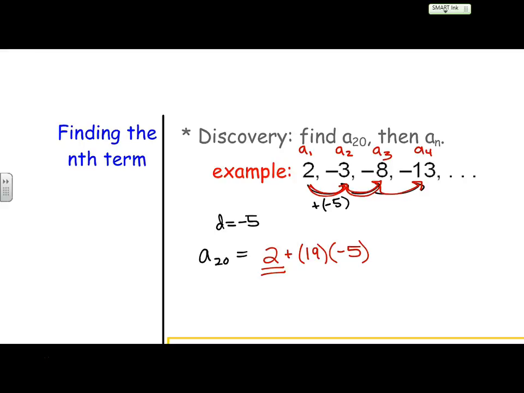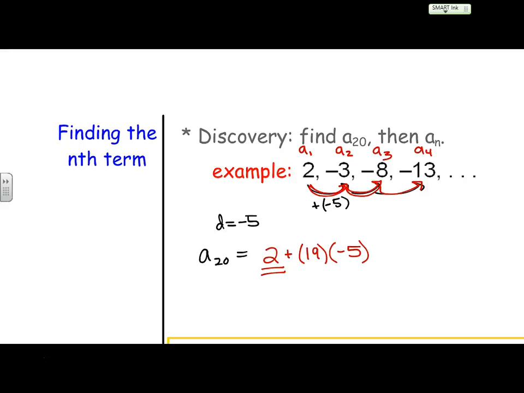How do you jump from 1 to 5? Do you take 5 jumps? No. How many spaces do you have? You only have 4 spaces, right? So you're going to jump 4 times in order to get from 1 to 5. Same thing here. To get from 1 to 20, we're going to jump 19 times.